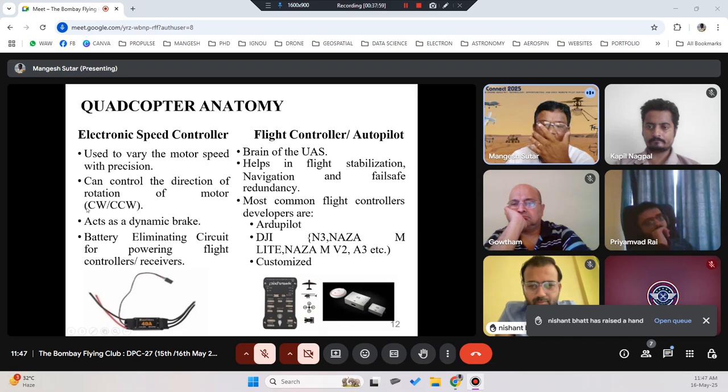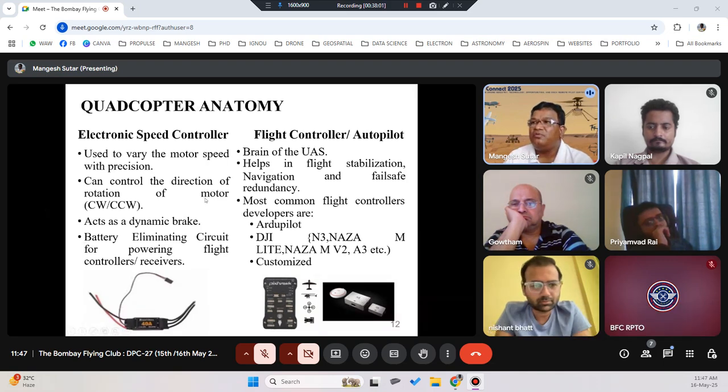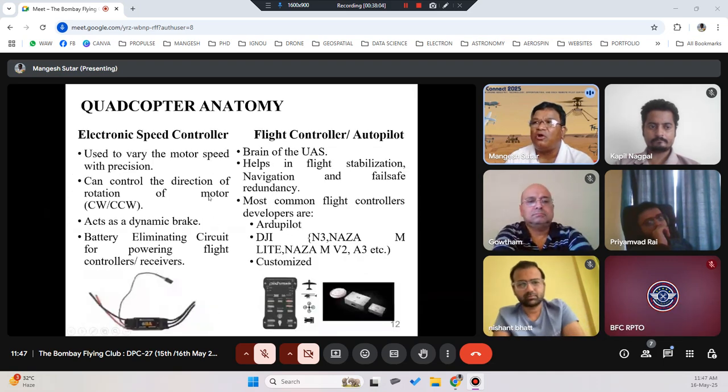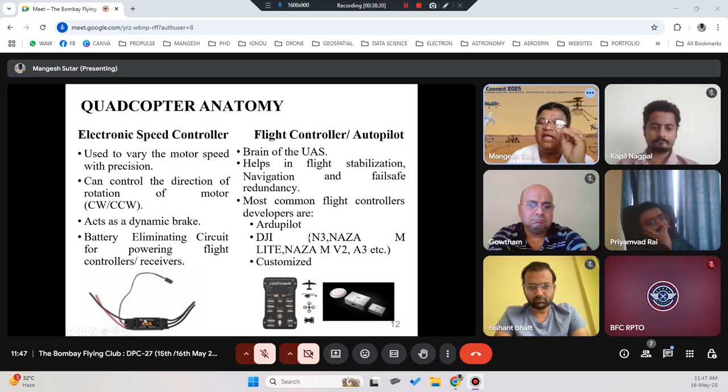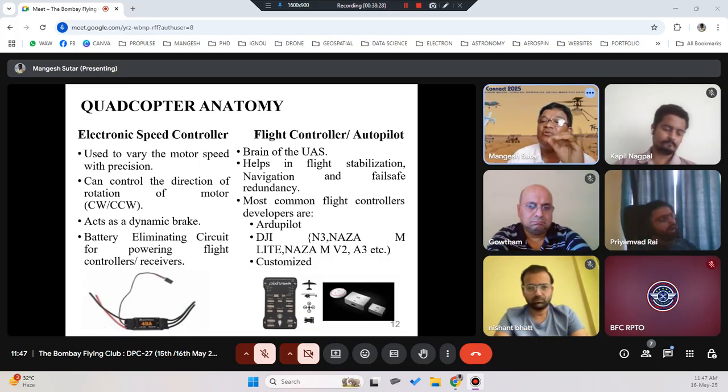Sorry. Okay. So now you have propellers and motors, and now the motor needs to be controlled. So you use an electronic speed controller, or what we call an ESC, used to vary the motor speed with precision. So the flight controller, whatever signal is given, that signal will be converted by the ESC, and then accordingly the power will be given to the motor in a very precise way. Whatever RPM is required, only that RPM.